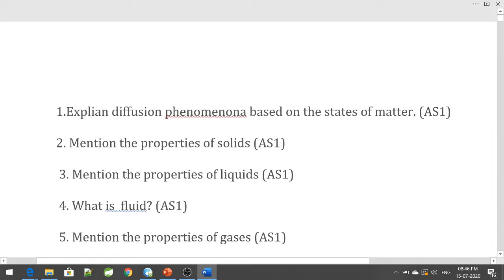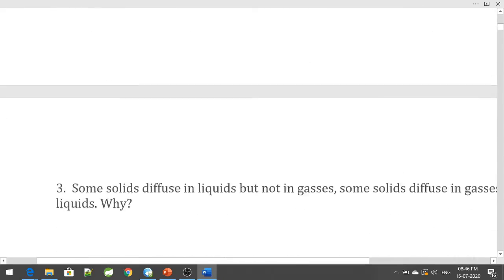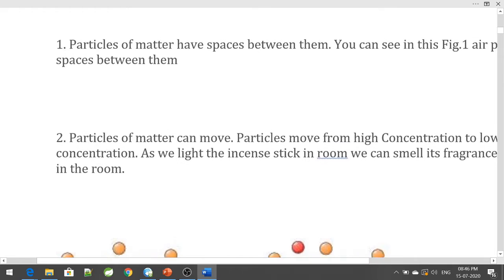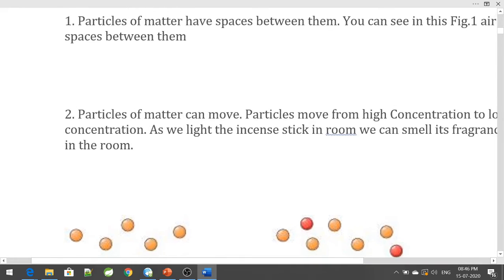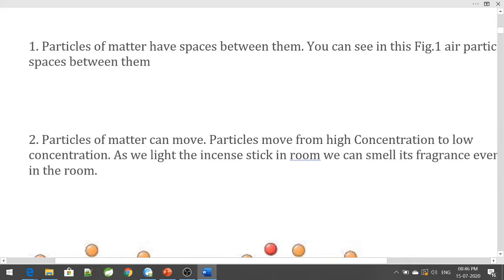Diffusion phenomena based on the states of matter. States of matter means how many types of matter do we have? Solid, liquid and gaseous. Let's see first the gaseous form by taking an example of a scent stick. Particles of matter have spaces between them, you can see in this figure. Particles of matter can move from high concentration to low concentration.